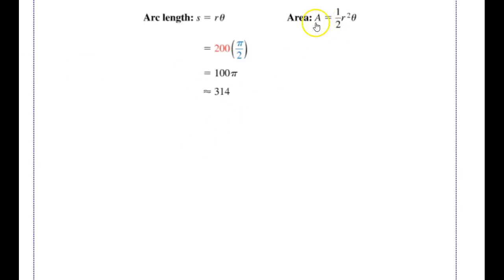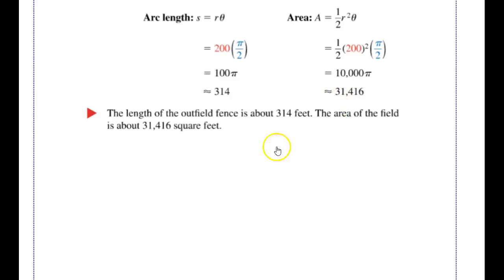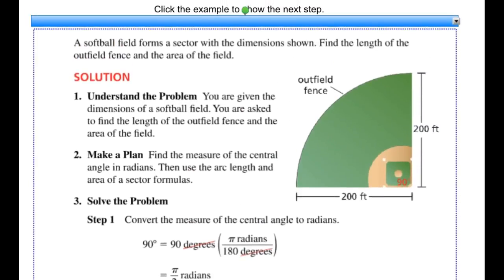Okay, so now we can find the area of my sector using the area formula. So I've got A equals 1/2 r squared theta. Again, my r was 200, my theta was pi over 2. It's going to end up being 10,000 pi, or approximately 31,416 feet squared. So that's what I'm finally answering in this last question: the length of the fence is about 314 feet, and the area of the field is about 31,416 square feet. The first step I did was to convert my degrees to radians. Then I could use the formulas given on that previous page to find the arc length and the area of this sector.